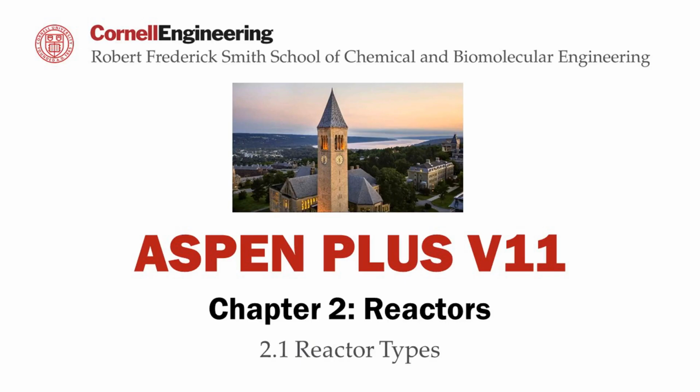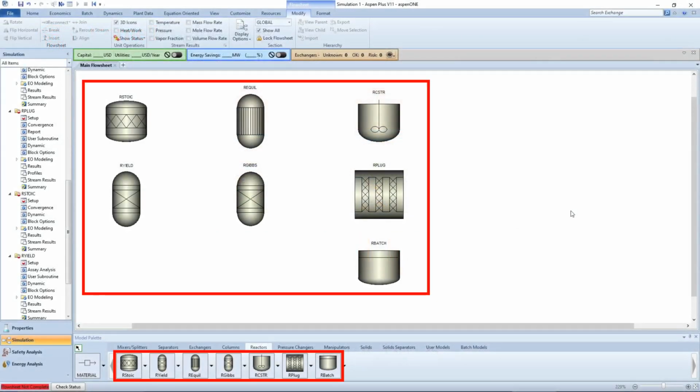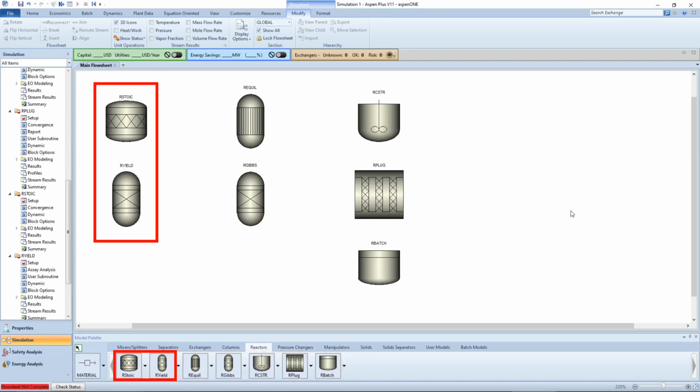This screencast provides an overview of the various reactor simulation blocks in Aspen Plus software. There are 7 reactor simulator blocks in Aspen. R-Stoic and R-Yield are balance-based models, meaning they simply require a material balance and a conversion extent. Therefore, the model does not take into account equilibrium or kinetics of the reaction.